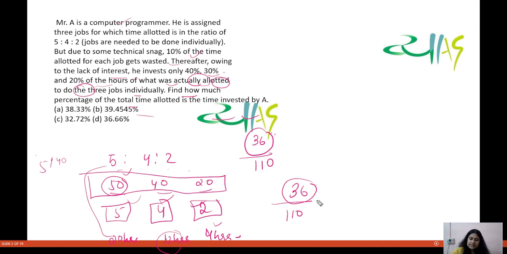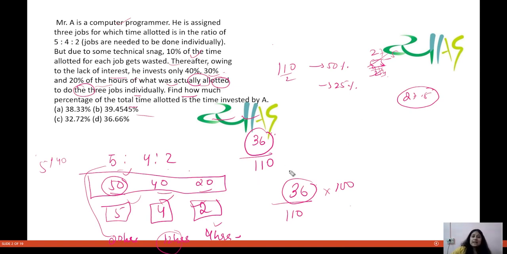Fine. So this is 36 divided by 110 into 100. Now how can we calculate this? See, 110 50% is 55, because you will just divide by 2. And 110 25% is how much? Just divide this by 2, so you will get 27.5. Now in this 27.5, that is 25%, how much more is left in 36? 27.5 plus 8.5.